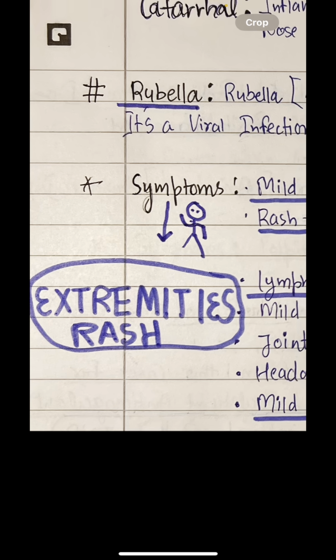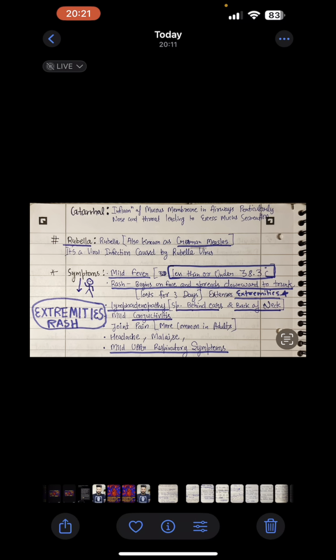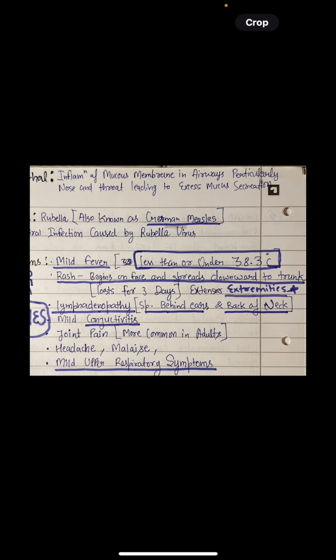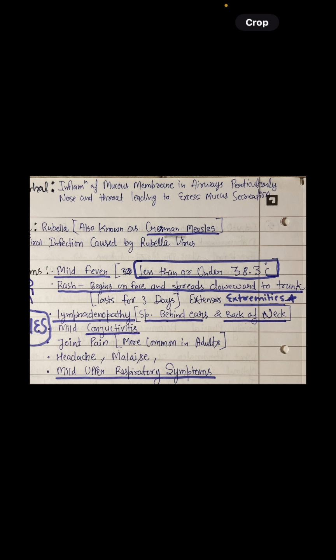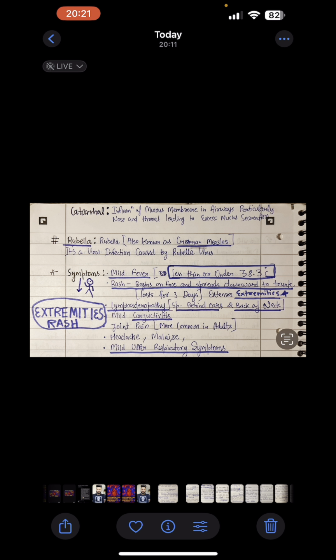As you can see here, the highlighted part, the rash in rubella will be on the extremities. First the rash starts on the face and then goes downward toward the trunk. So rubella is an infection. You will see fever in the patient, lymphadenopathy, conjunctivitis and respiratory symptoms. A lot of things will be there. You will understand better with the question explanation.